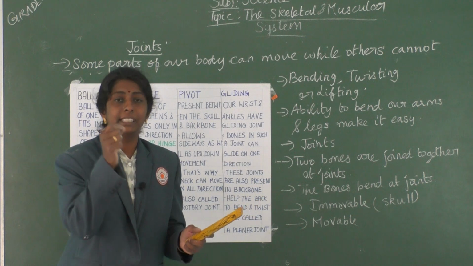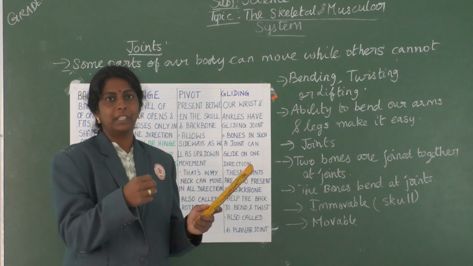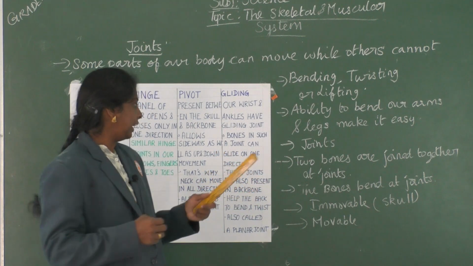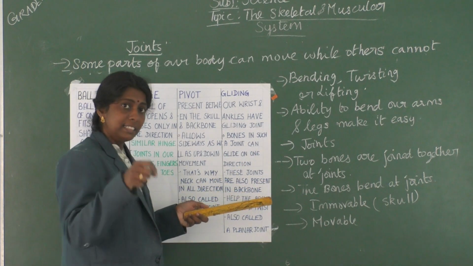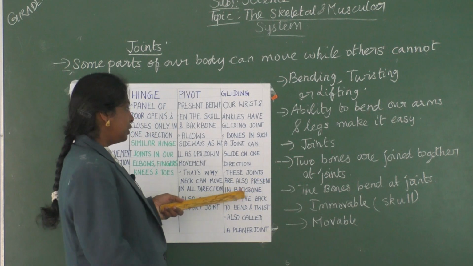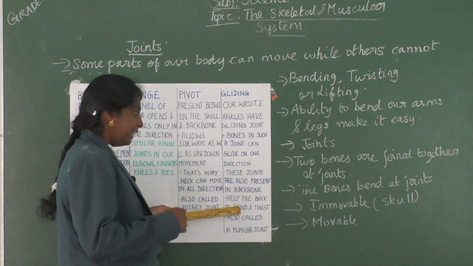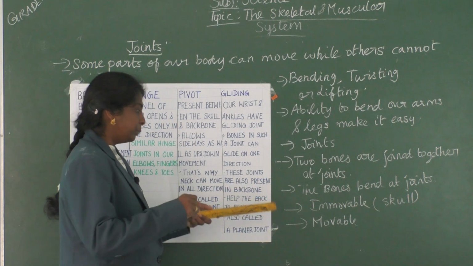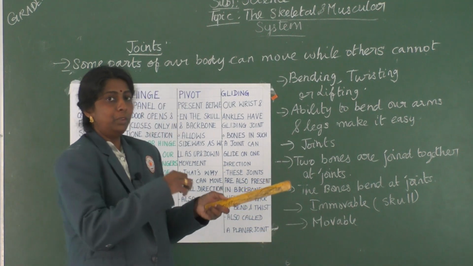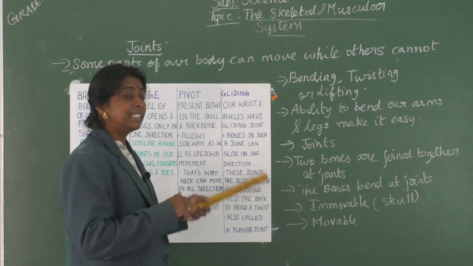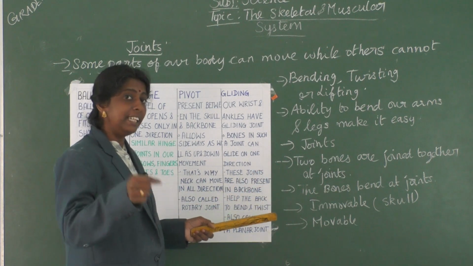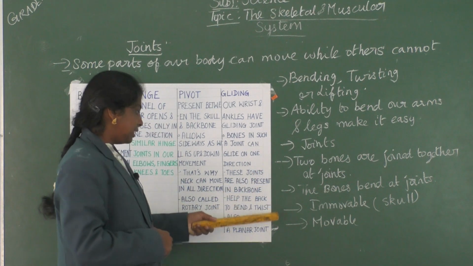What do you mean by the word glide? It can move smoothly. These joints are also present in the backbone. Gliding joints help the backbone to bend and twist. So, we are able to bend and we are able to twist to some extent. That is because of this gliding joint which is present in the backbone.